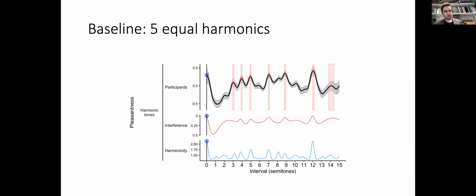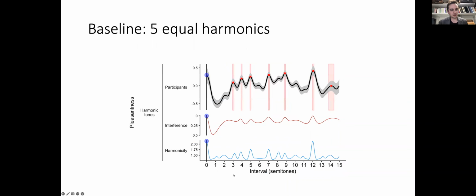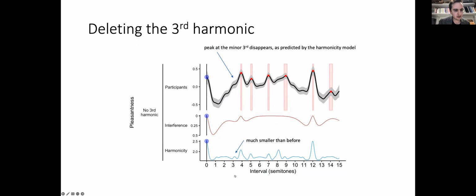And why not compare that to the full version? There we go. And it's worth noting that the interference model is not predicting that effect. The interference model is just flat in this region.